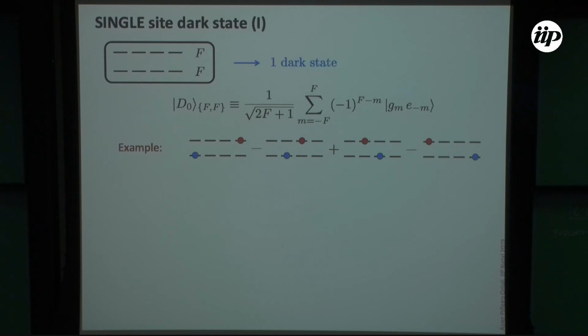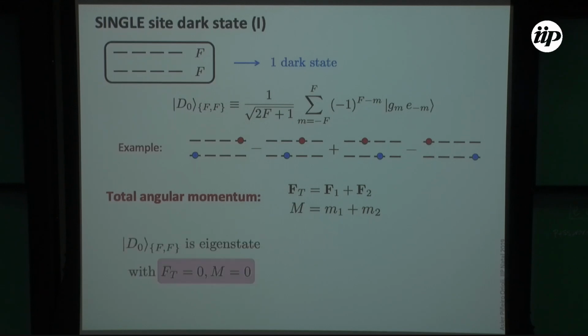But there is actually a simpler way of looking at this, which is in terms of the total angular momentum of the two particles. So F1 and F2 would be the angular momenta of particle 1 and particle 2 on the same lattice site. And it turns out that this state is actually just an eigenstate of the total angular momentum, with angular momentum 0 and projection 0.